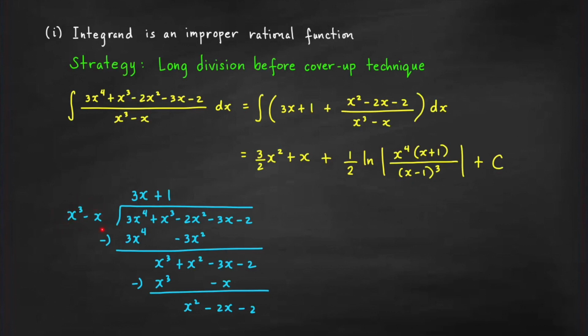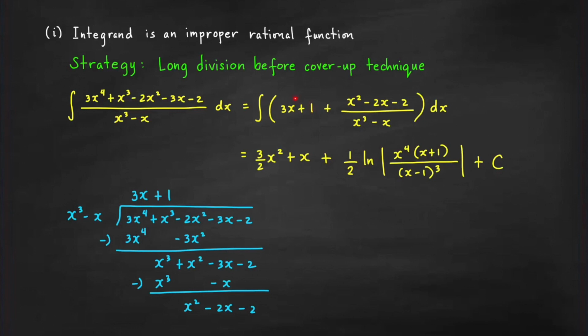Multiply the entire divisor by 1, and you'll get x cubed minus x. Then subtract this product from this new dividend, and you'll get x squared minus 2x minus 2. We stop here because the degree of this is less than the degree of the divisor. Therefore, this fraction can be written as the quotient 3x plus 1 plus this remainder, x squared minus 2x minus 2, all over the divisor, which is x cubed minus x.